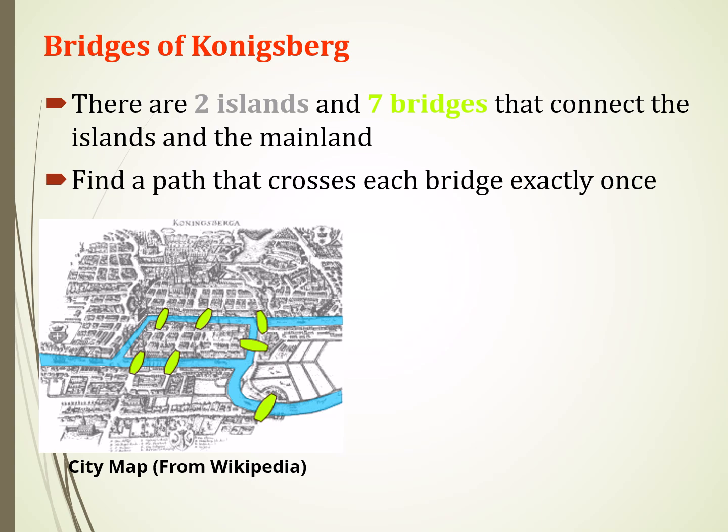So let us start with a famous puzzle. Imagine there are two islands connected to the mainland by 7 bridges. The challenge is, can you walk through the city by crossing every bridge exactly once? Before computers existed, this puzzle fascinated mathematicians. Can anyone guess whether it is possible? Yes, this simple puzzle actually led to the birth of graph theory, which is now used in Google Maps, Facebook, AI, and many other applications.